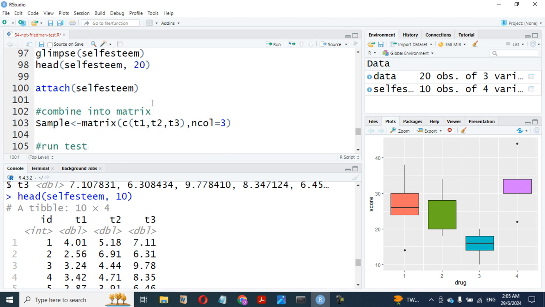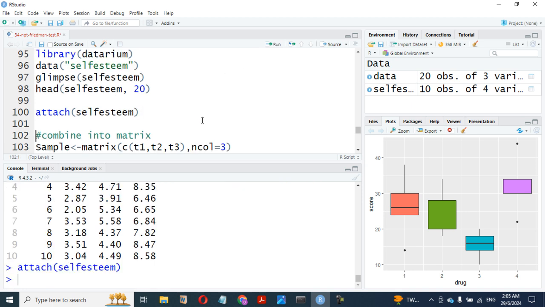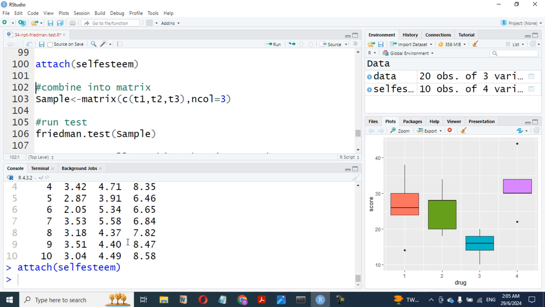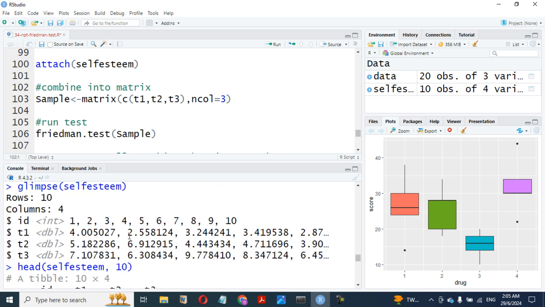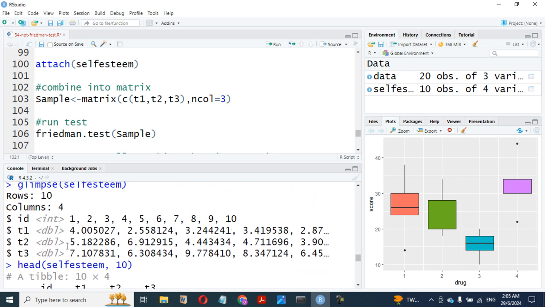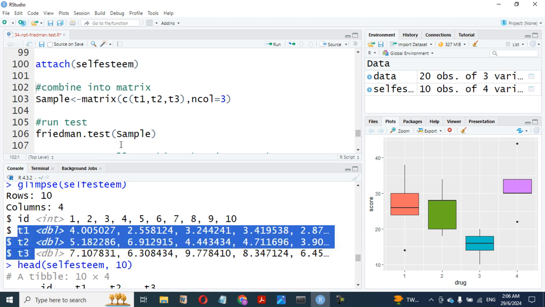Let's attach our self-esteem data now. So now that we understand how that data set looks, look at it now. We have T1, T2, T3. This is a different time. This is our ID, the individual person. What we do is create a sample matrix. That's the first thing we do. So we combine this T1, T2, T3 into a matrix.